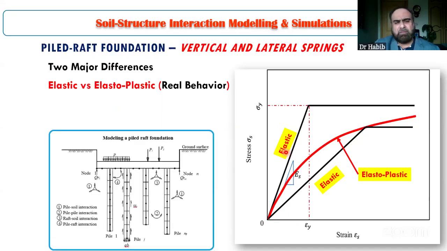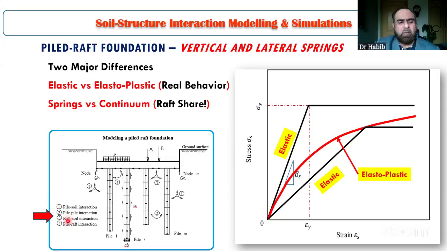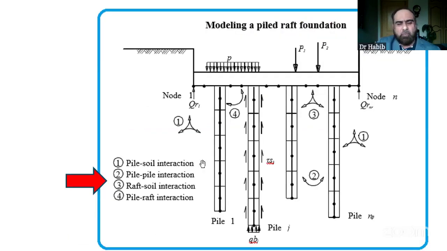The second one is that we are ignoring the raft foundation. But the reality is this: when we are talking about raft foundation only, we have two different interactions, one soil and the other structure, and the interfaces we can say. But in the case of piled raft foundations, we have four different types of interactions. Let me just zoom this one, maybe it's better. We can see here four different types of interactions.